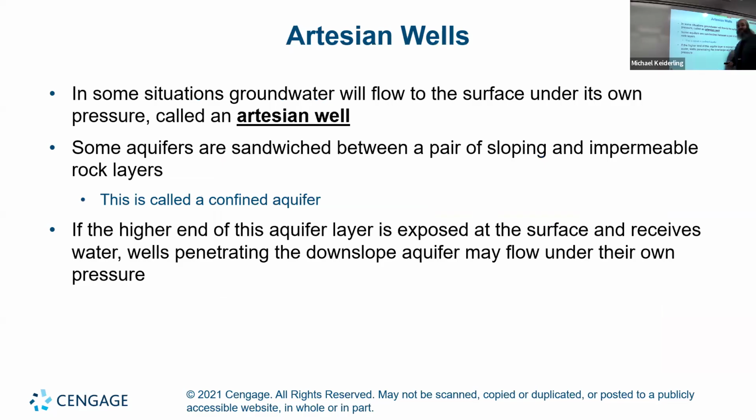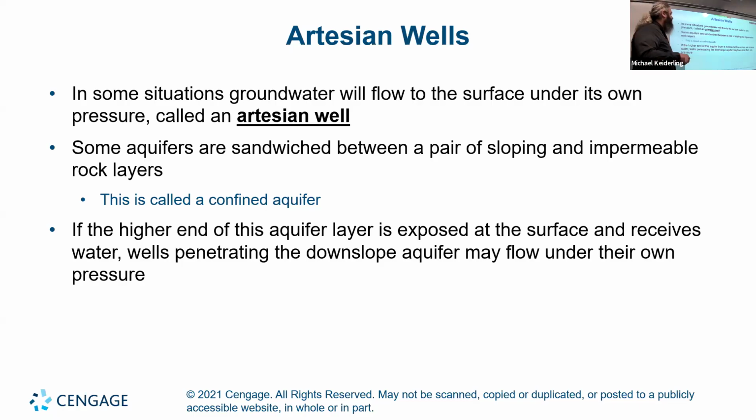In some situations, groundwater will flow to the surface under its own pressure. This is called an artesian well. This happens when the aquifer is trapped. So if your aquifer is trapped beneath some impermeable layer and it's fed uphill and filled up uphill, the water table... some aquifers are sandwiched between a pair of sloping and impermeable rock layers. This is called a confined aquifer.